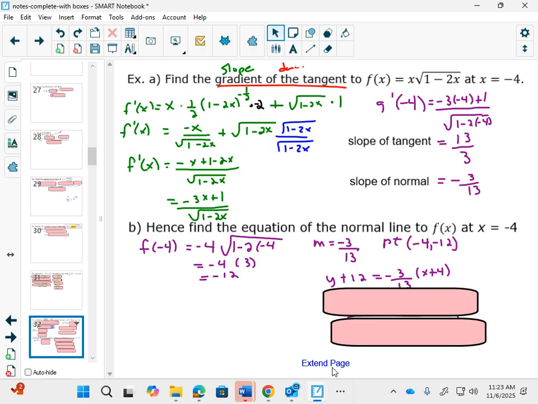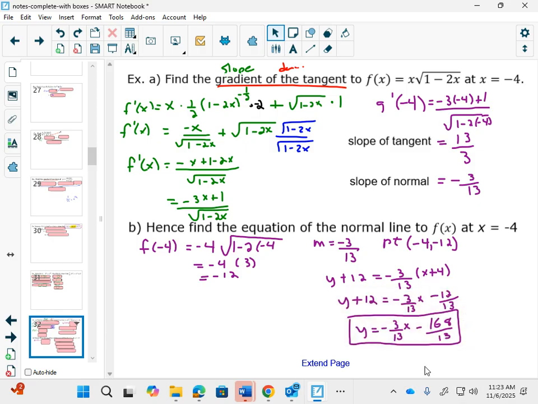On the AP exam, I would leave it like that. I wouldn't simplify it. If you simplify and make mistakes, you could lose marks. If you don't simplify, the chances of making a mistake after not simplifying are very rare. If you really love y equals mx plus b, you could change it.